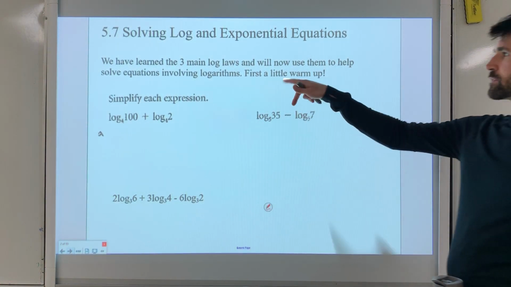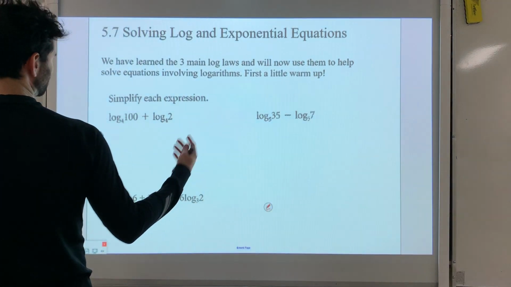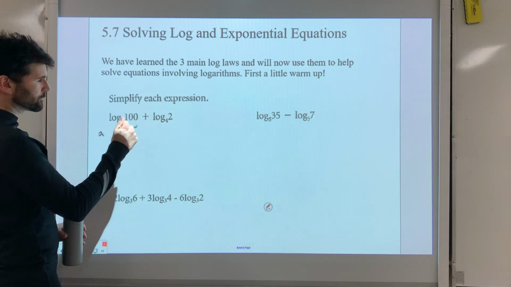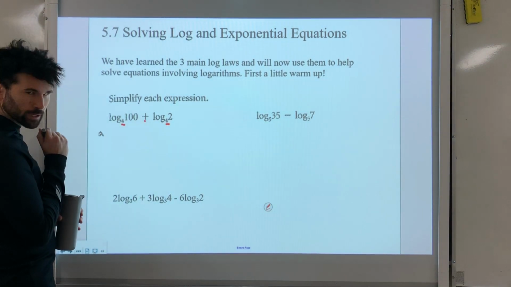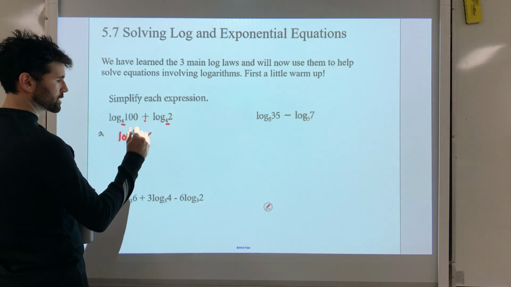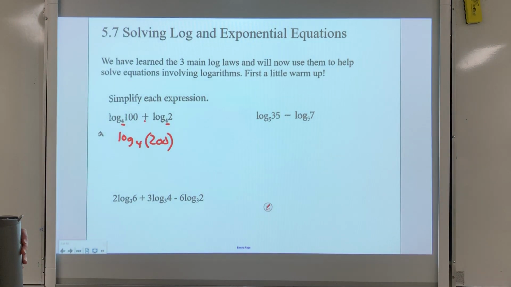So, quick review of the 3 main log laws that we learned last time. We'll review each one. If you have 2 logs with addition between them, as long as you have the same base, so this is log base 4, you can rewrite it as log base 4 of 100 times 2, which is 200. So that's an equivalent statement.